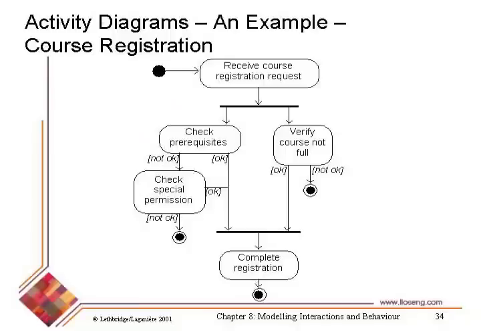So we have to wait for the verify not full to be done. If that's okay, we get down to the arrow, and by the time we get to the bar, if the other incoming transition to the bar has also been reached, we can then proceed to complete registration, and then we're done. But if verify course not full turned out to be not okay, we just kick out of the entire diagram. Okay? We just quit.